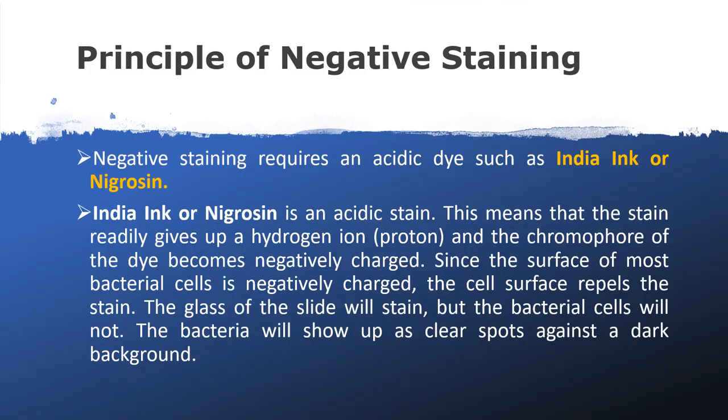Now we will understand the principle of negative staining. Negative staining requires an acidic dye such as India ink or nigrosine. India ink or nigrosine is an acidic stain. This means that the stain readily gives up a hydrogen ion, that is a proton, and the chromophore of the dye becomes negatively charged.